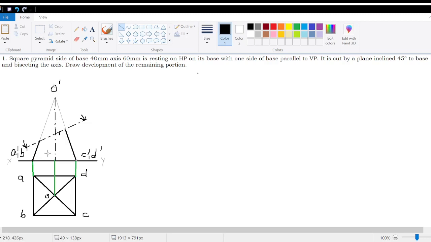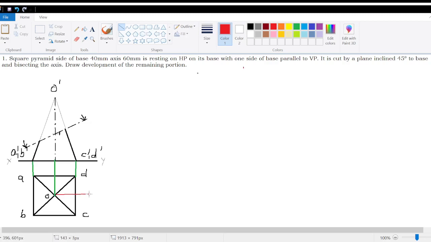So whenever you are going to draw the development, all the dimensions should be the actual one. So you have to find out what will be the slant edge. For that, you have to go for another construction. So I'm going for another construction. So I'm making any one slant edge, so let us take OD. So I'm going to make OD horizontal.